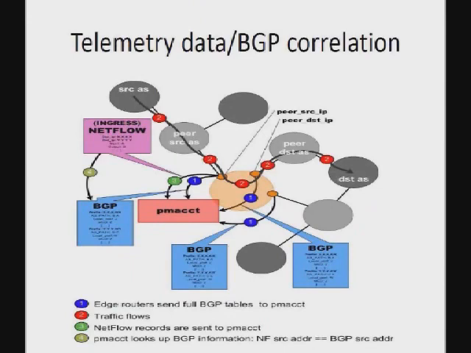To capture the telemetry data and BGP correlation with the workflow, we have a workflow in 4 steps. Let's say that everything is done from the perspective of the orange ball, which is the observed routing domain. Step number 1 would be that all the PE routers send full BGP tables to the collector. And step number 2 would be that there is some traffic flowing through.